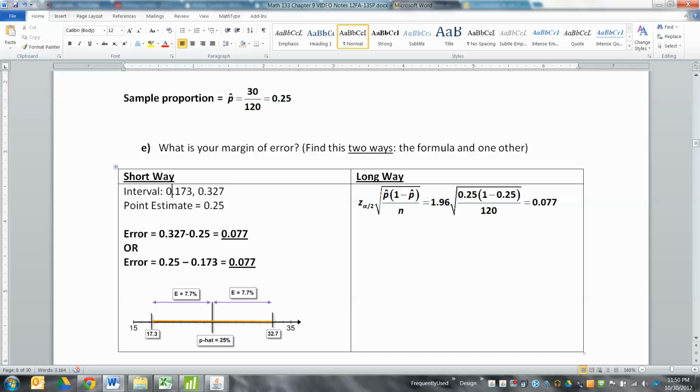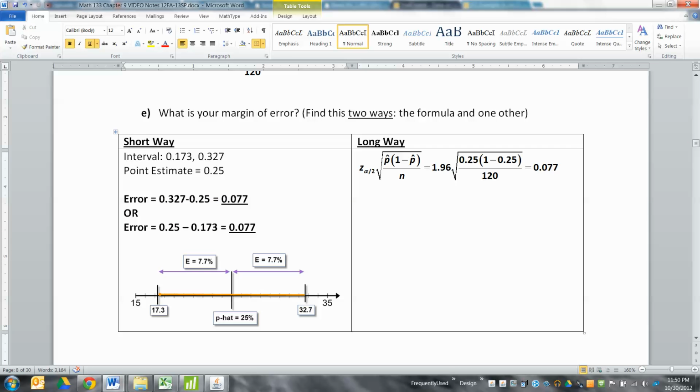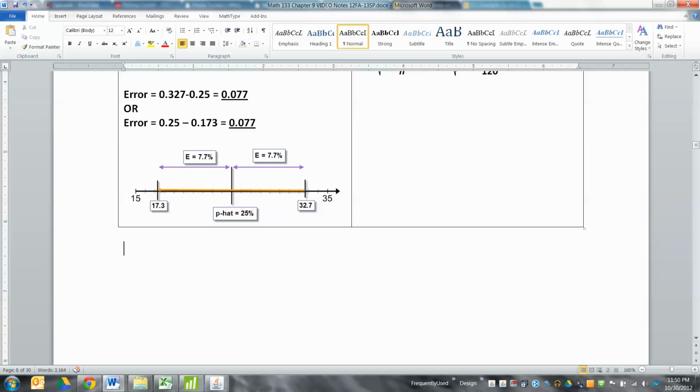So I know it seems like the short way is actually longer in terms of how much we typed, but that's just to explain what's going on. In the end, it's a much simpler calculation to do a simple subtraction than it is to do this big honkin' formula, because you've got to find z alpha over 2, which you've got to figure out is 1.96 this time, and then you've got to put in your p hats, and divide everything carefully with your square root symbols and all that stuff.